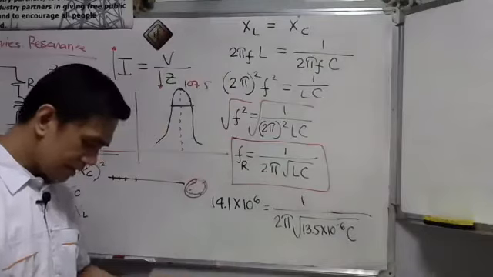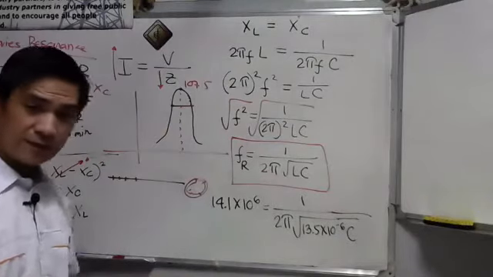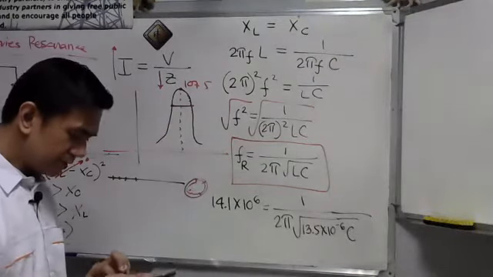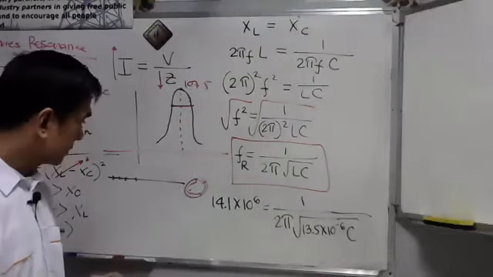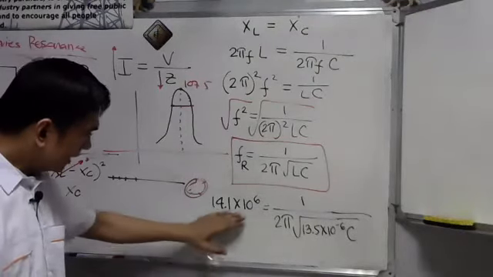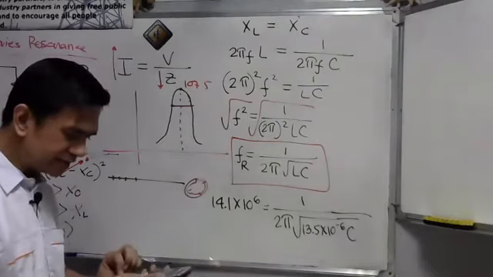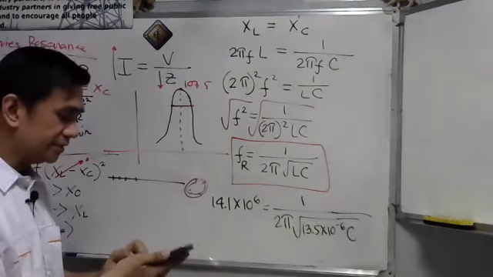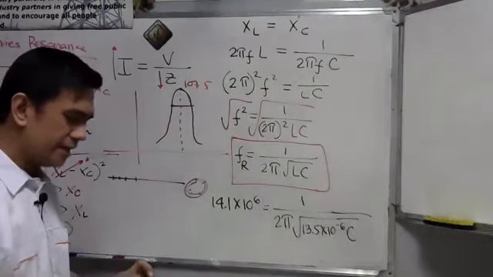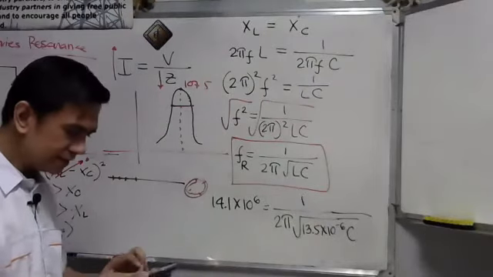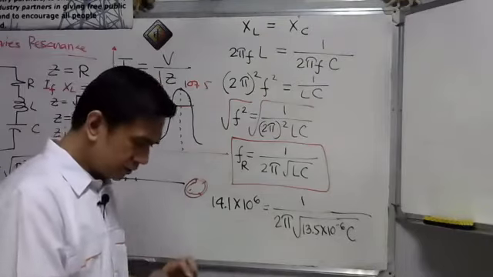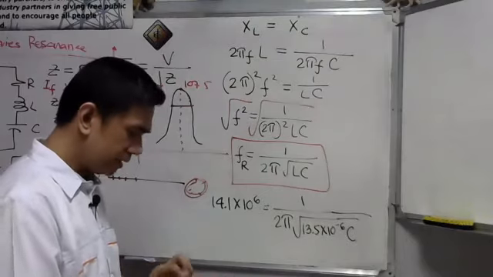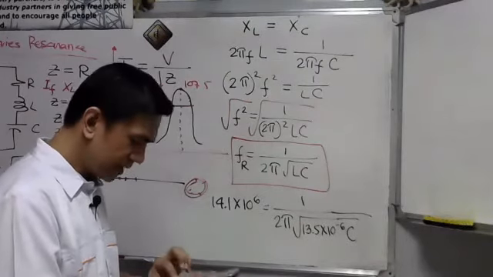Oh, kompyutin natin. Okay, pwede nyo rin pong kompyutin sa inyong upuan dyan. 14.1, then we have 10 raised to 6. Pindutin nyo yung times 10 raised to x, yung katabi ng ans. Okay, times 10 raised to 6. Then, half, para lumabas yung equals. Then, we have the fraction. So, we have here 1 over 2 pi, then we have the square root of 13.5.